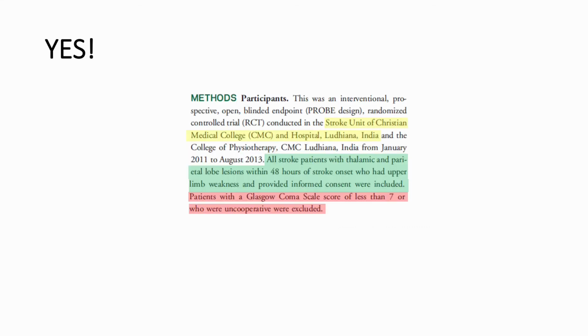So did the researchers in the MUST trial article do this? And the answer is yes, they did. Under the methods section, under the participants subheading, they said that they conducted the study at a stroke unit of Christian Medical College and the hospital in India. So the location or the source of the patients was provided. They also went on to describe their inclusion criteria that you can see in green and their exclusion criteria that you can see in red.